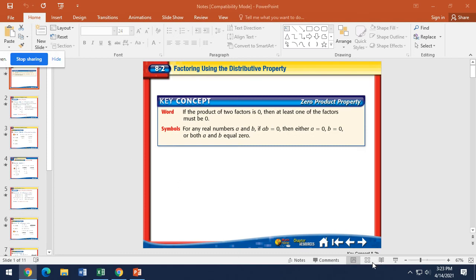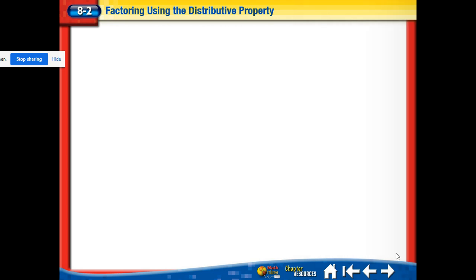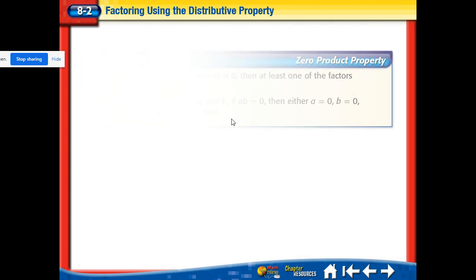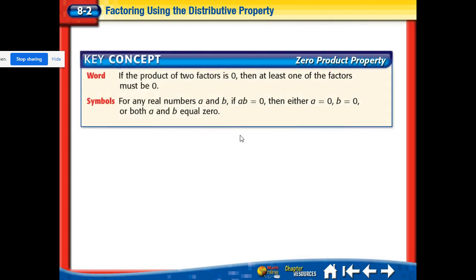All right, today we're going to be talking about the zero product property. Zero product property. What does this mean? This actually is a very important property that we're going to use in algebra. As I said, it does lead up to what's called the fundamental theorem of algebra.